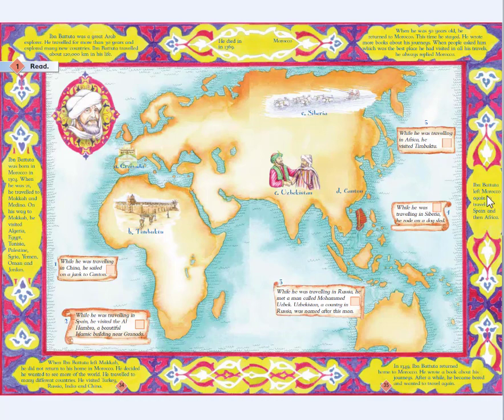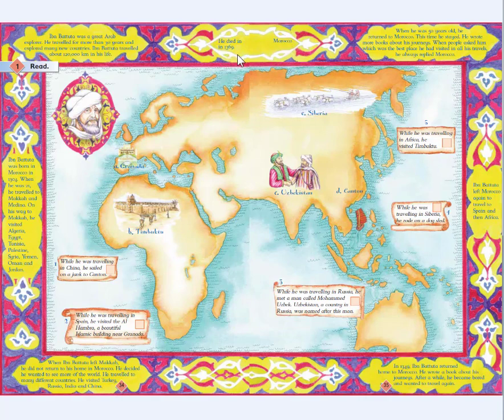Ibn Battuta left Morocco again to travel in Spain and then Africa. When he was 50 years old, he returned to Morocco. This time he stayed. He wrote more books about his journeys. When people asked him which was the best place he had visited in all his travels, he always replied, Morocco. He died in Morocco in 1369.